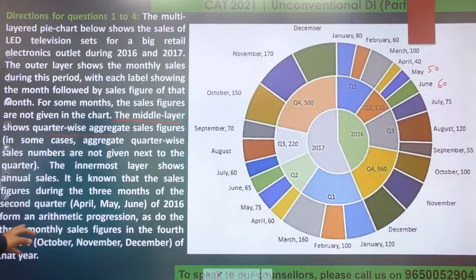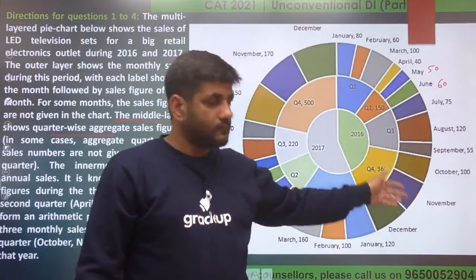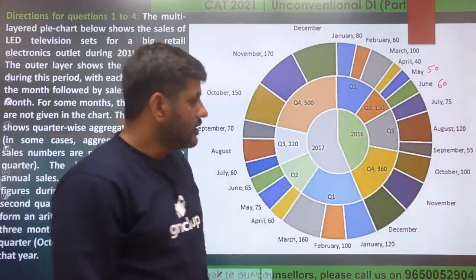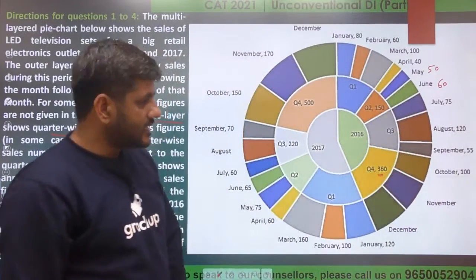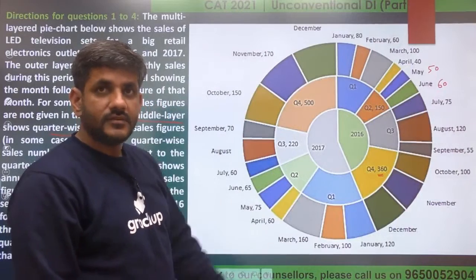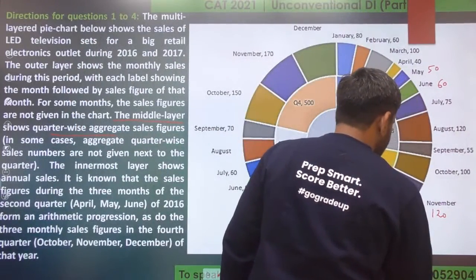He says as do the 3 monthly sales figures in the 4th quarter of that year. और 4th quarter की भी जो figures हैं, he says वो भी AP series में है. Their sum is given as 360. So sum of 3 numbers is 360 and they are in AP series. First number is 100. So can I say they must be 100, 120 and 140?